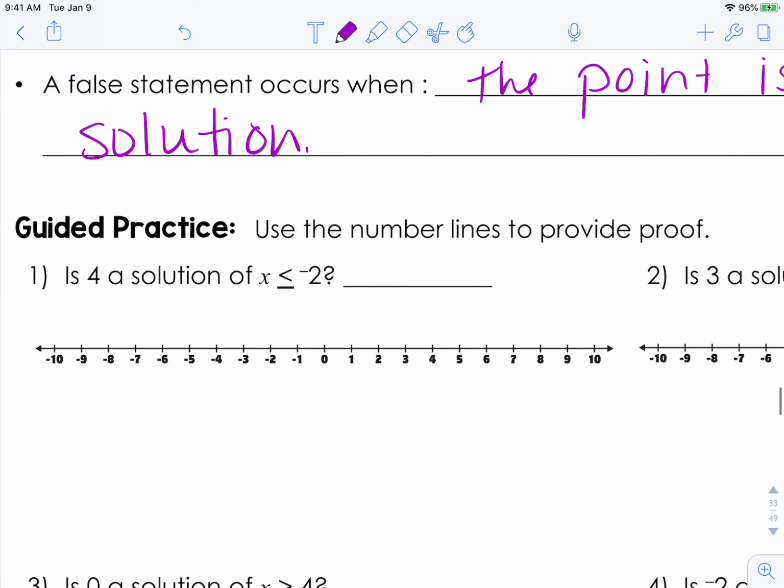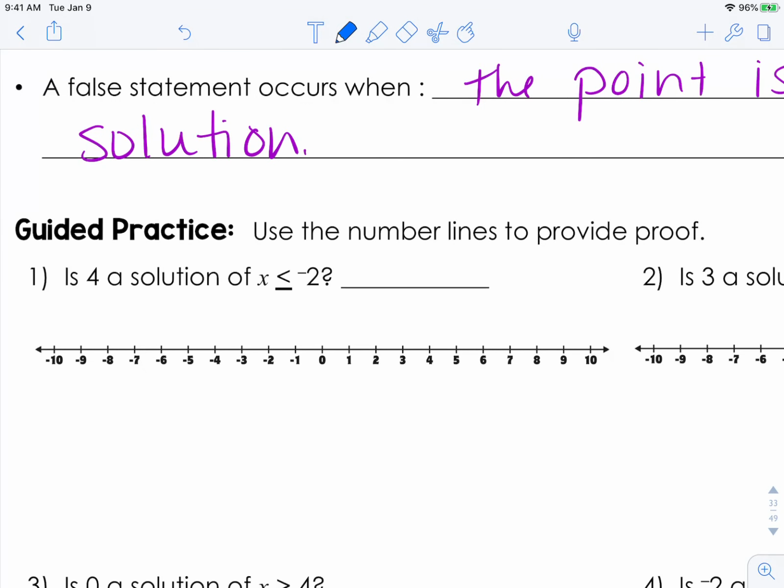So let's come down here and look at these questions. Is 4 a solution of x is less than or equal to negative 2? Less than or equal to tells me that this is going to be shaded in right here, and it means all numbers smaller than or equal to negative 2. So we want to know if 4 is a solution. Well, 4 is right here. 4 does not fall on that line, and with the way it is currently, it never will. So we will say no, it is not a solution.